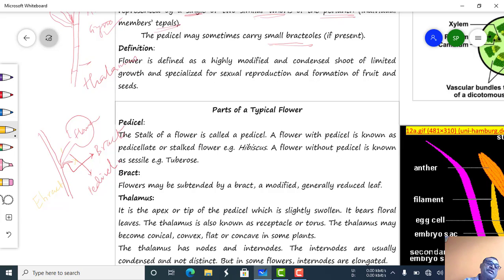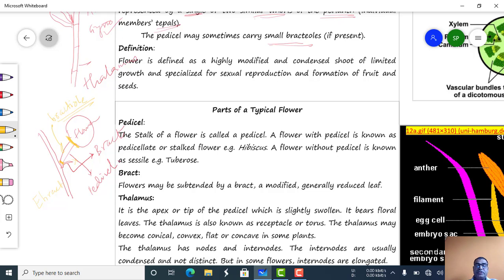Sometimes minor bracts are present between the bract and the base of the flower. Such bracts are called bracteoles. Okay, these bracteoles may be present or absent according to the species. So the pedicel may sometimes carry small bracteoles. These bracteoles are actually bract-like structures, but they are present between the bract and the base of the flower.